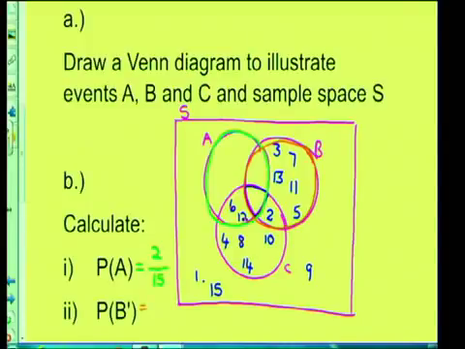So I can see that if I count again, it's going to be 1, 2, 3, 4, 5, 6, 7, 8, 9, 9 out of a possible 15.